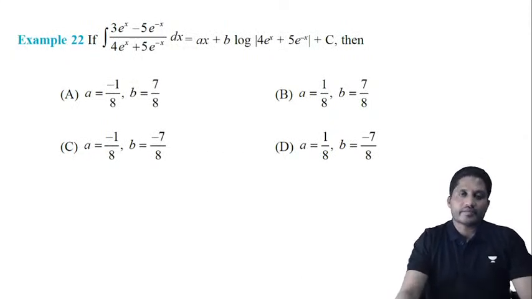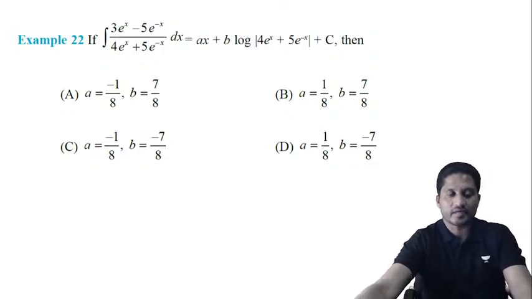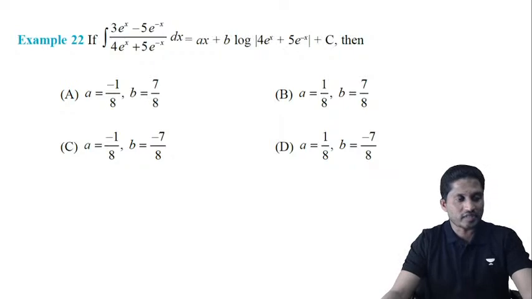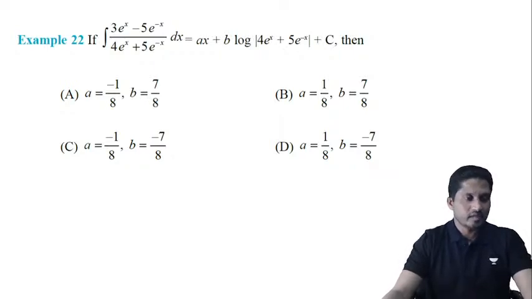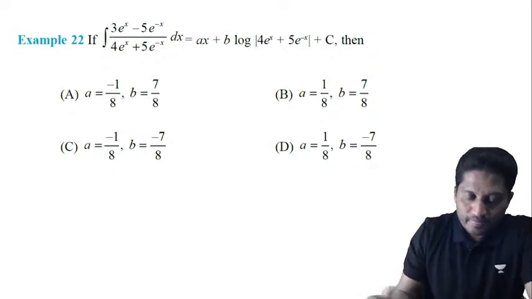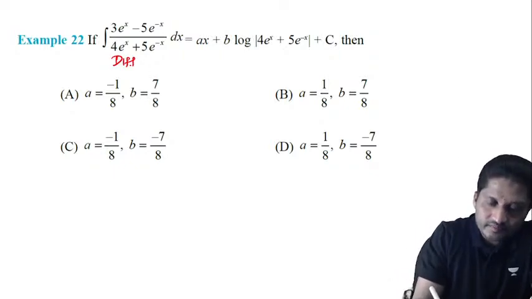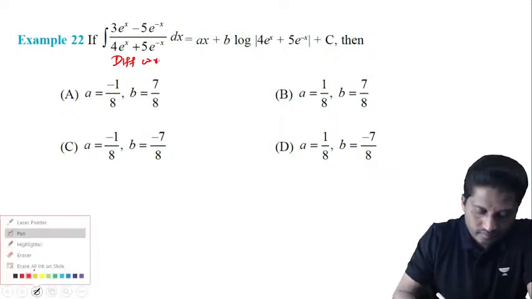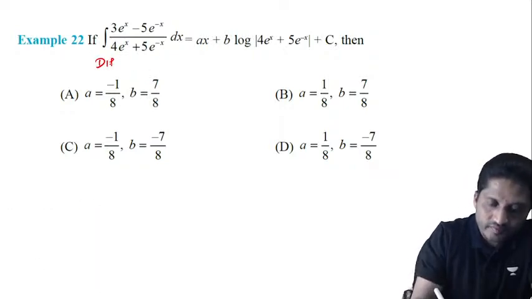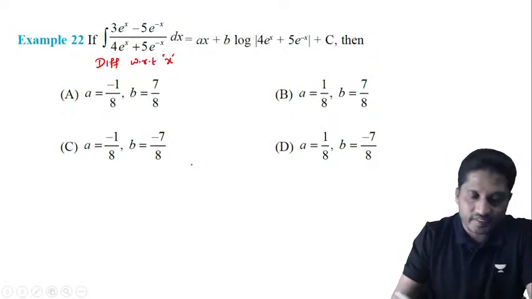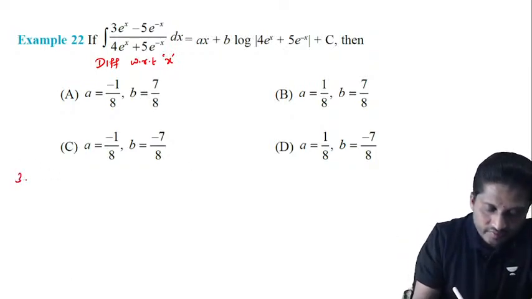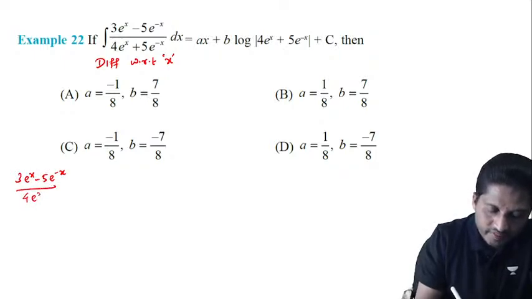See, whenever you get such questions, no need to integrate. There are similar questions in the 2022 paper as well, and I used the same technique when I did the 2021 papers. Now, if I differentiate with respect to x throughout, that integral sign will vanish. I can write this as 3 e to the power of x minus 5 e power minus x upon 4 e power x plus 5 e power minus x.